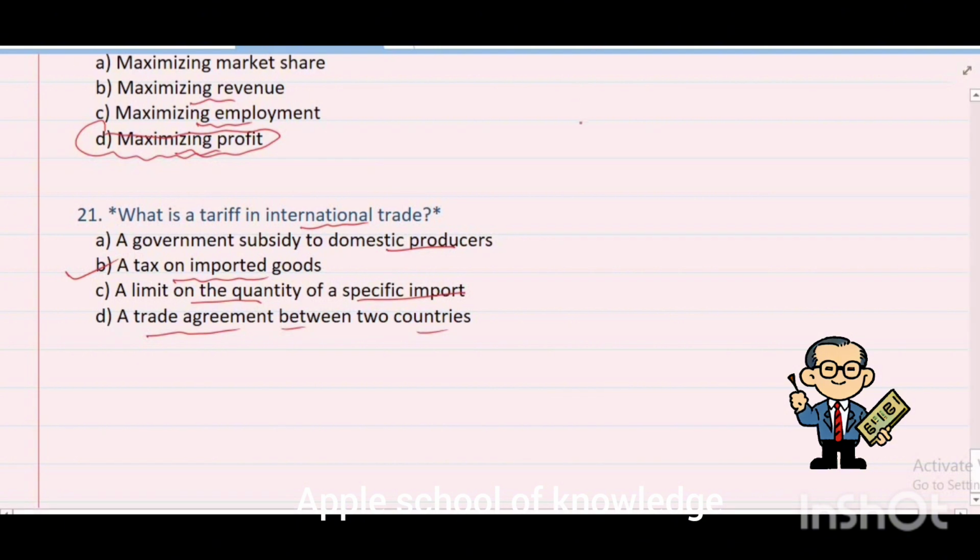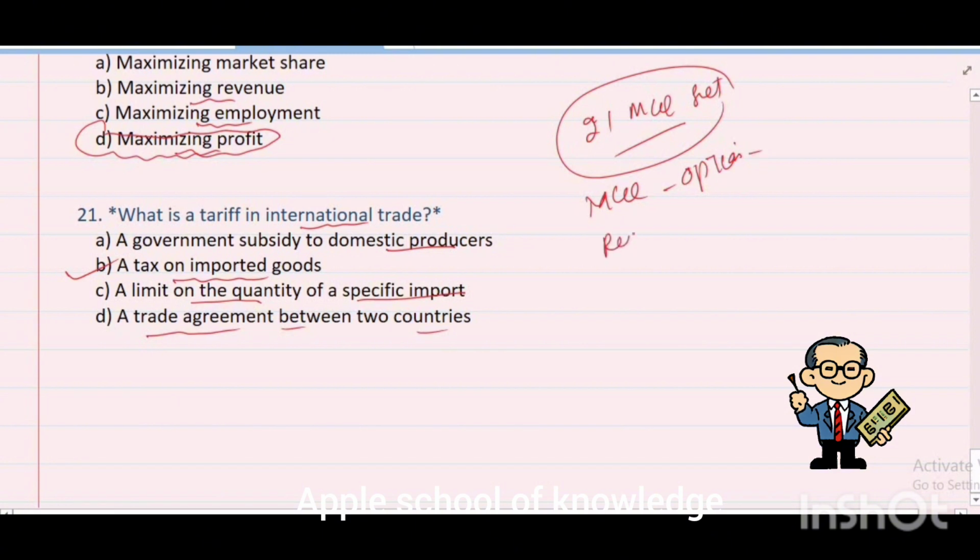So we have done 21 MCQ sets with reasons. We have discussed the MCQs, then we have discussed which option is correct, and then we have also discussed the reason why the option is correct.